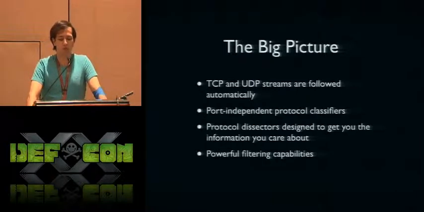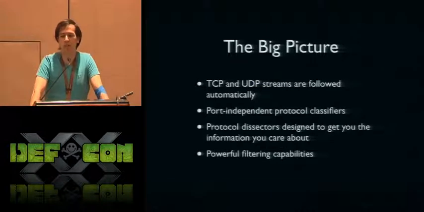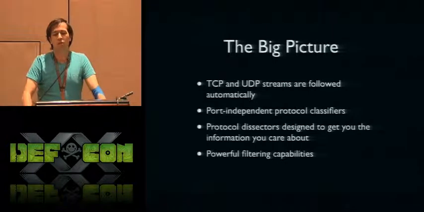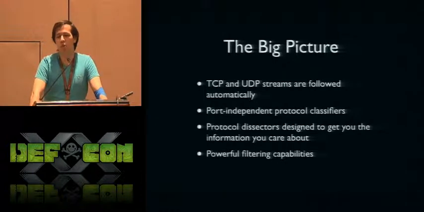And once it's classified, there are protocol dissectors which can go along with the classifiers that are designed to get you the information that you care about. The example is the HTTP dissector will show you information such as the user agent that was requested, the page that was requested, give you a chart with all the GET and POST parameters, and give you the option to just download the file that was transferred or the page that was transferred and save that out right off the bat.